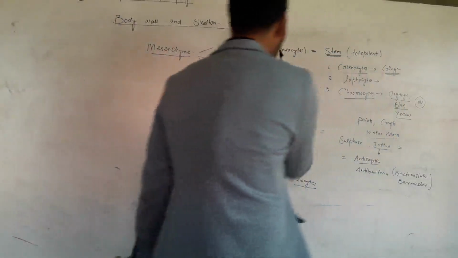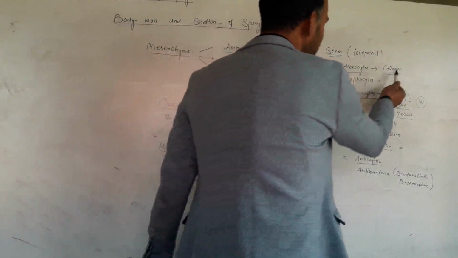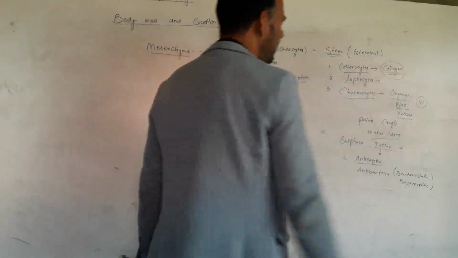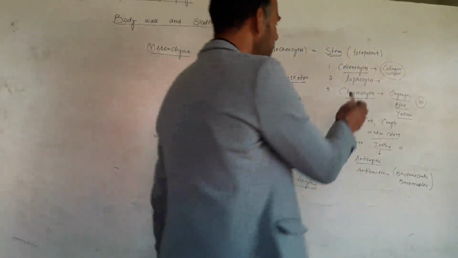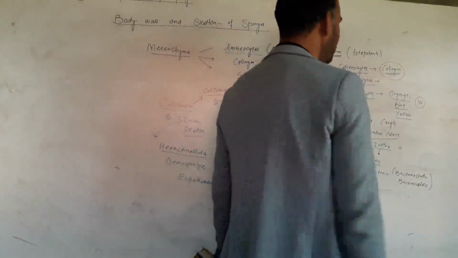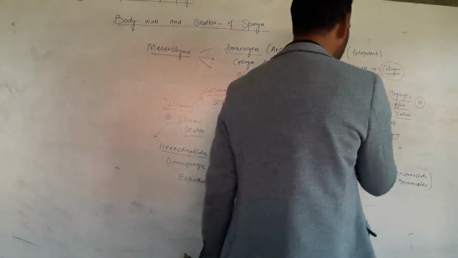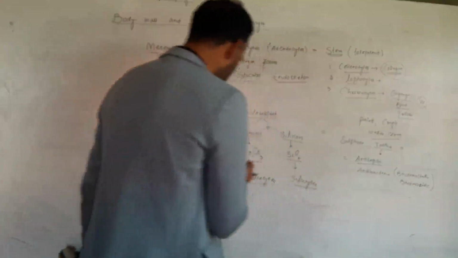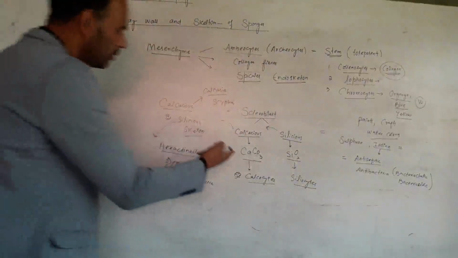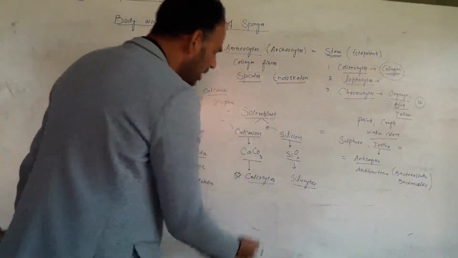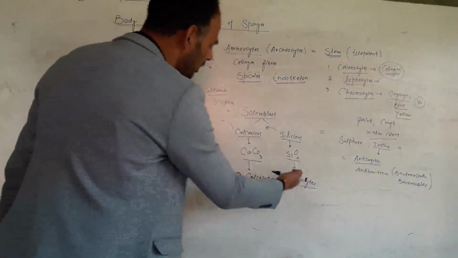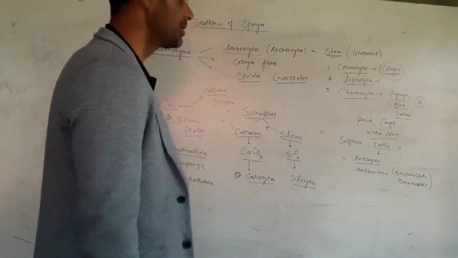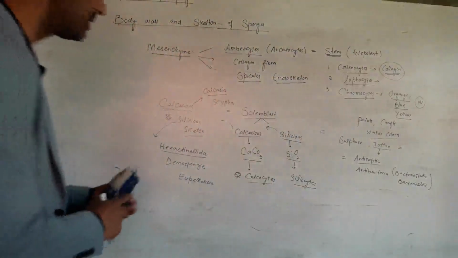Now the trophoarchaeocytes can give rise to collencytes that secrete collagen fibers that maintain the stability in the mesenchyme. Lophocytes also secrete collagen fibers present in the mesenchyme. Chromocytes provide the color to the sponge, and scleroblasts can give rise either to chalcocytes or silicocytes. Chalcocytes extract calcium carbonate and silicocytes extract silicon dioxide from the seawater and make two types of skeletons, calcareous and siliceous.